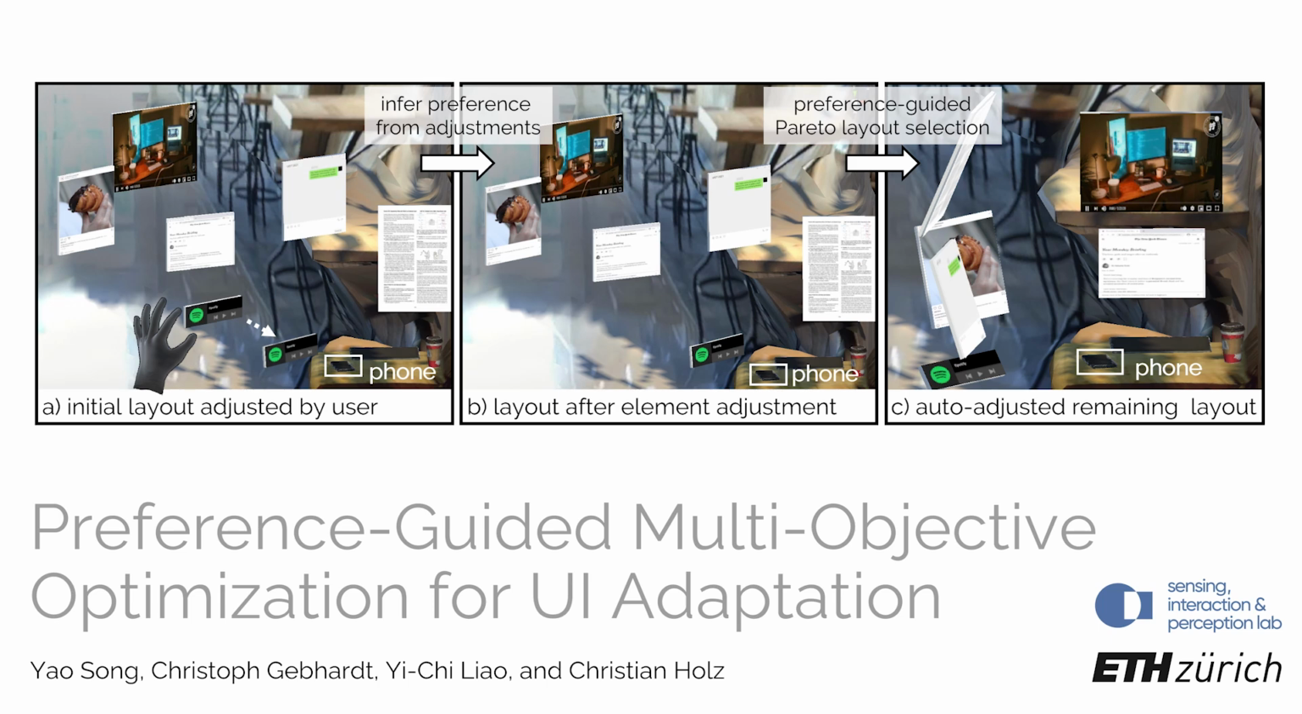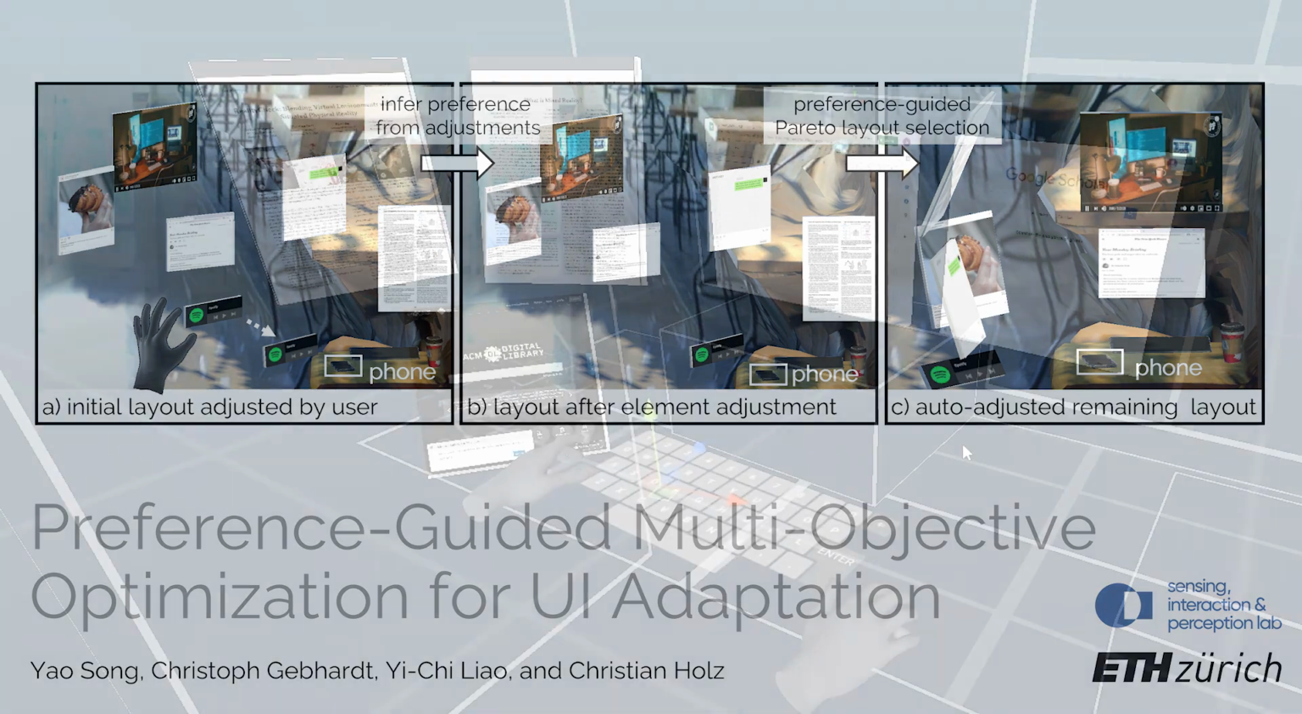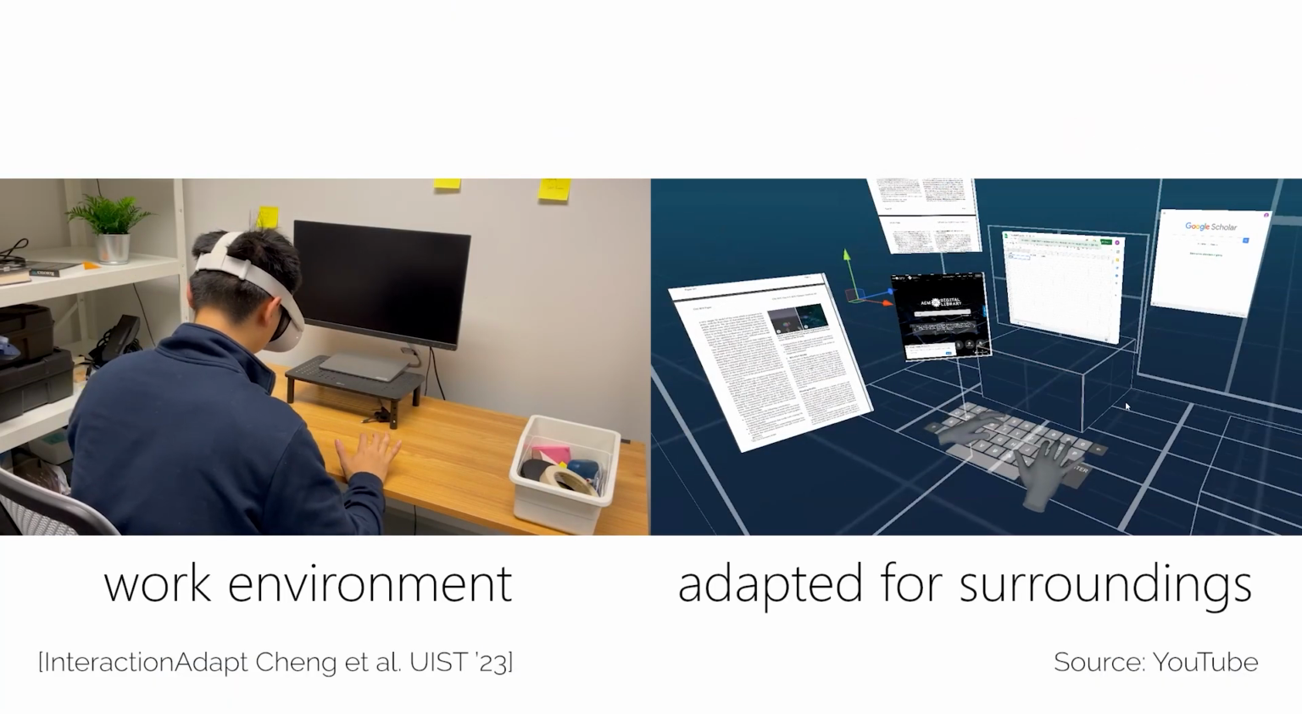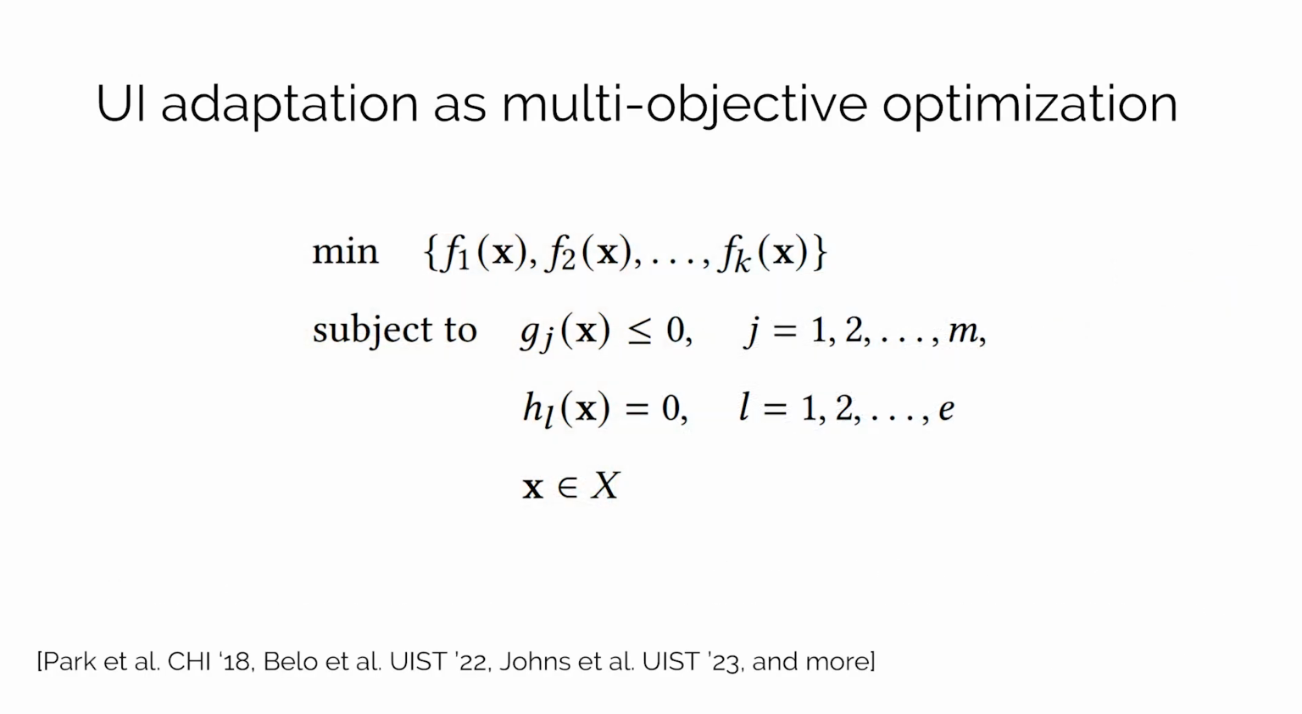In this video, we introduce an approach for preference-guided, multi-objective optimization for UI adaptation. Optimization-based UI adaptation has proven to significantly improve usability of interfaces, particularly for mixed reality applications. Commonly, adaptive interfaces are achieved by framing UI adaptation as a multi-objective optimization problem.